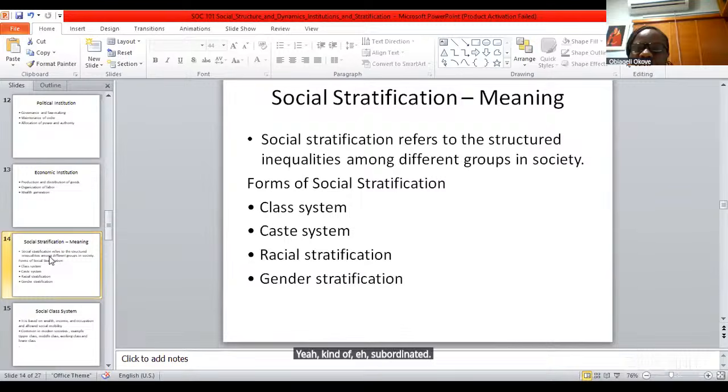You also have different races. You have the whites and you have the blacks. And the whites claim superiority over the blacks. So you have different forms of social stratification. The first one, you have the class system. You have the caste system. You have the racial stratification. And then you have the gender stratification. So let's look at each one of these forms of social stratification.